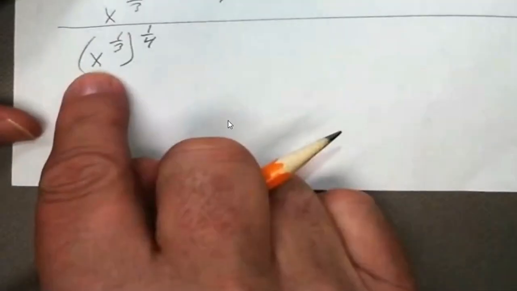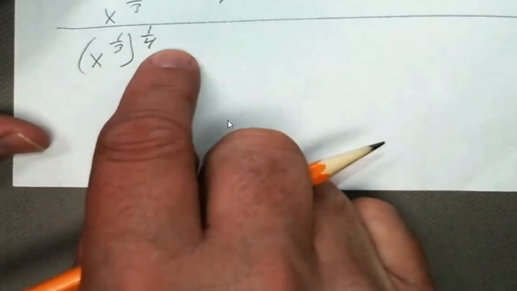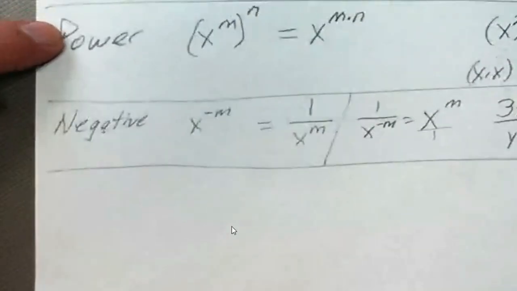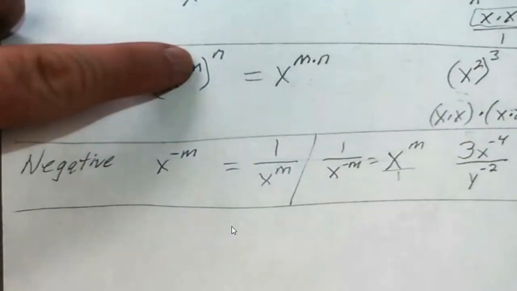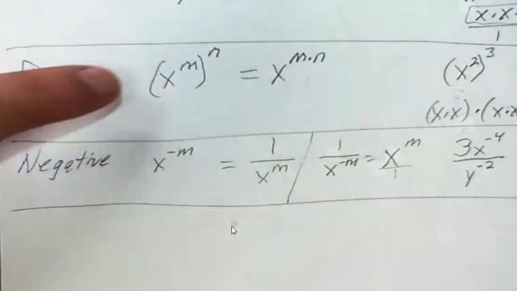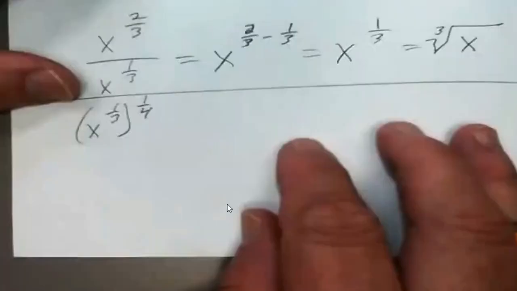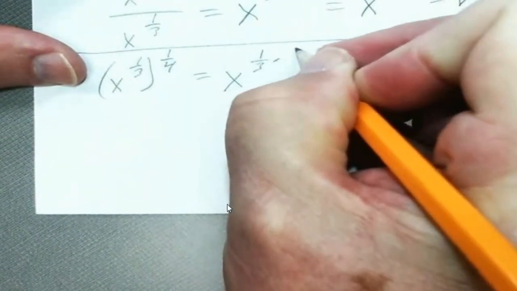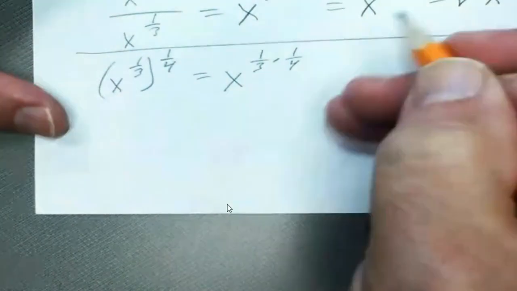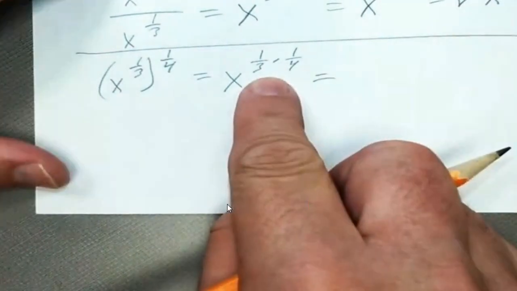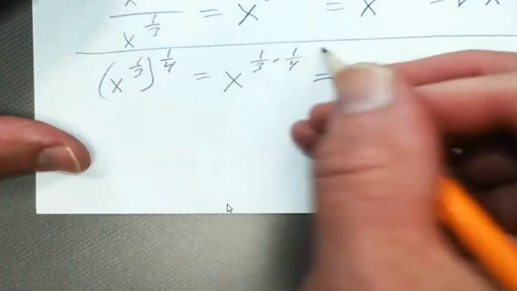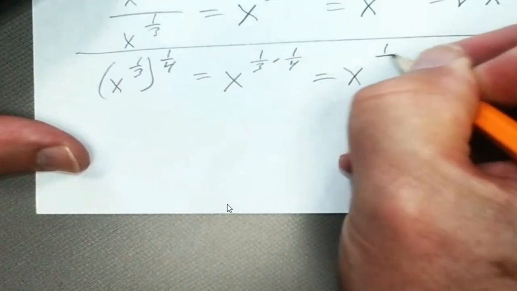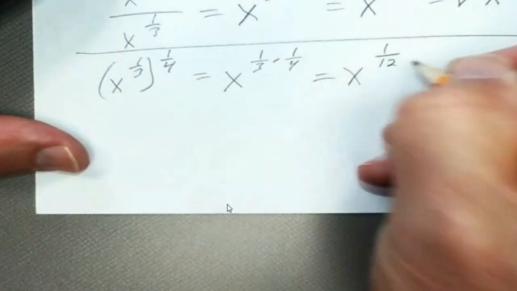So this is x to the 1/3 power raised to the 1/4 power. So our power property told us we can multiply m times n if a power is being raised to a power. So that means here we can go x to the 1/3 times 1/4, which we love multiplying because it just goes straight across, 1 times 1. So this is x to the 1, 3 times 4, 12.